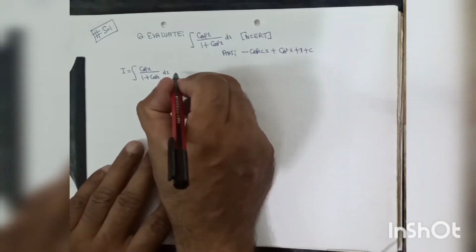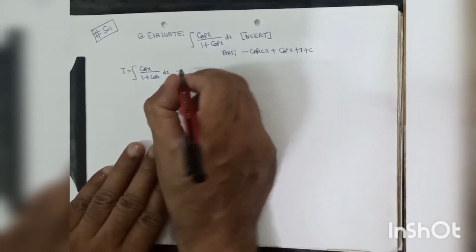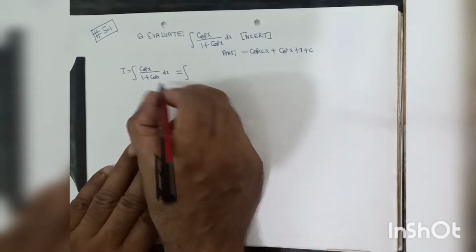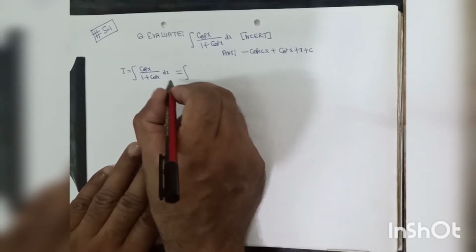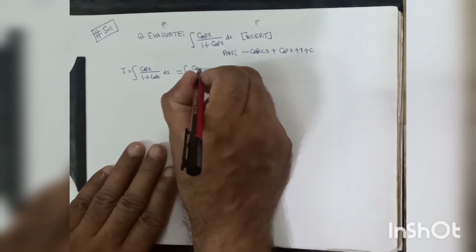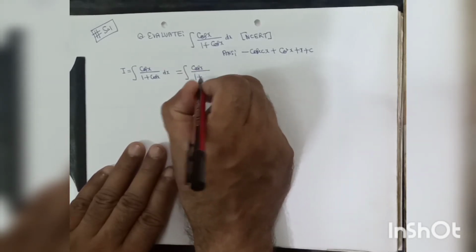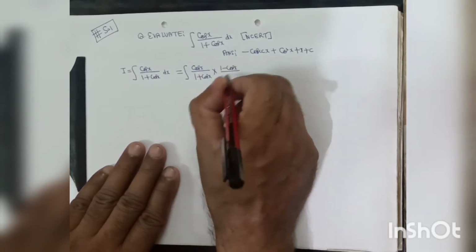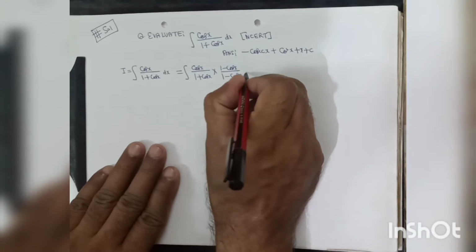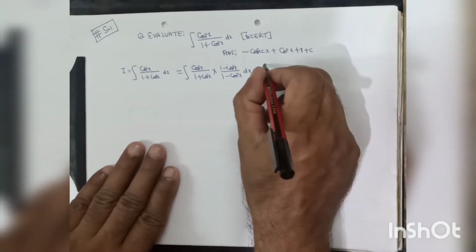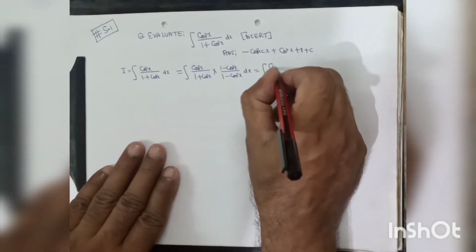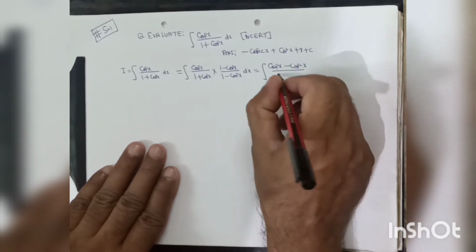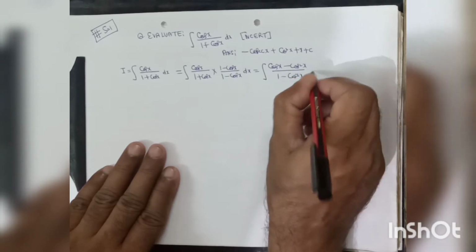To solve this, we will multiply numerator and denominator by the conjugate of the denominator. Because the denominator is 1 plus cos x, we will multiply numerator and denominator by 1 minus cos x. So this may be written as cos x divided by 1 plus cos x, multiplied by 1 minus cos x divided by 1 minus cos x dx. So it will be equal to the integration of cos x minus cos square x divided by 1 minus cos square x dx.